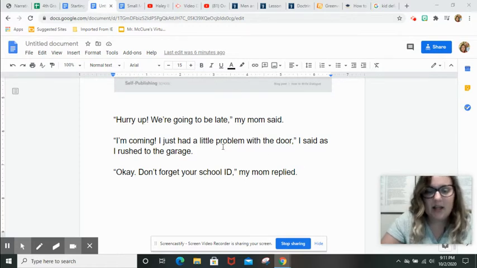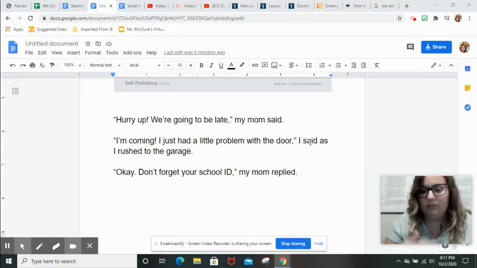As we look here, I have dialogue because I have two characters talking amongst each other. They are having a conversation.